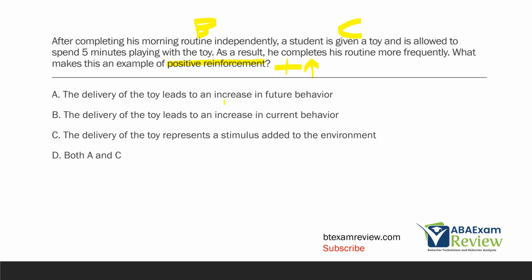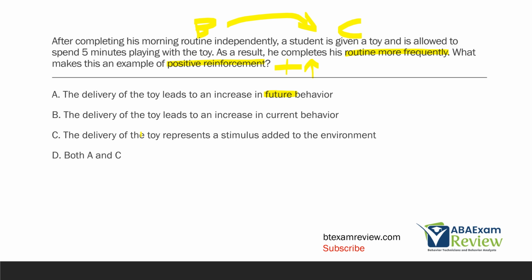Well, if you look at A, the delivery of the toy leads to an increase in future behavior. That is how we would describe positive reinforcement. We are adding something that is increasing future behavior. The routine is happening more frequently. Remember, consequences like punishment and reinforcement are focused on future behavior, not B, current behavior. B, the delivery of the toy leads to an increase in current behavior. The consequence happens after the behavior, so the only behavior the consequence can impact is future behavior. So again, when we're looking at reinforcement, punishment, or even extinction, we're thinking about future behavior. So we know A is right, B is wrong.